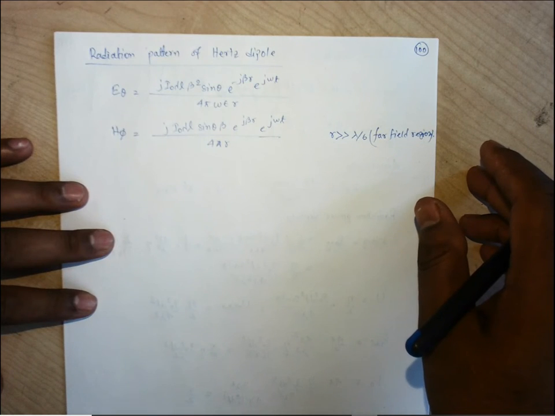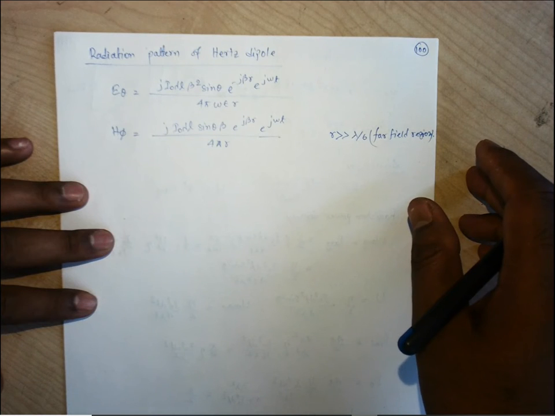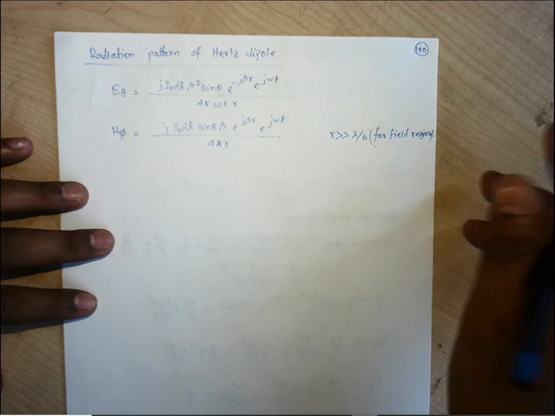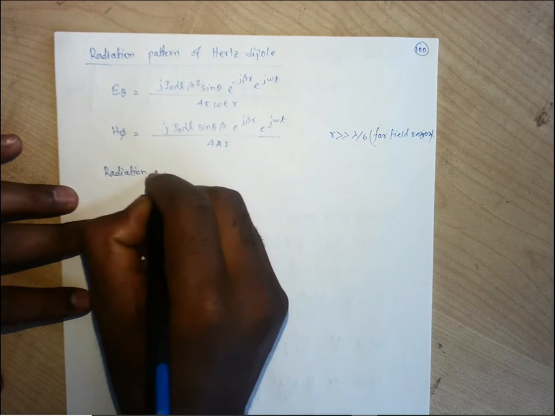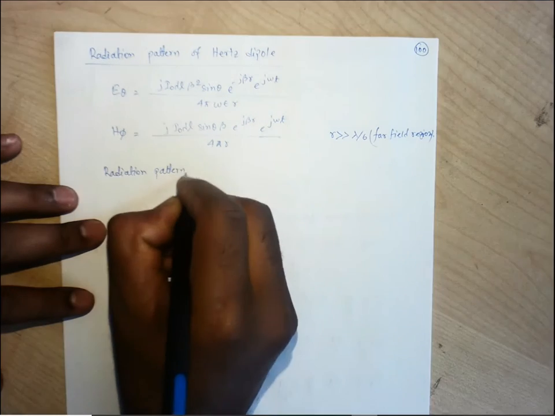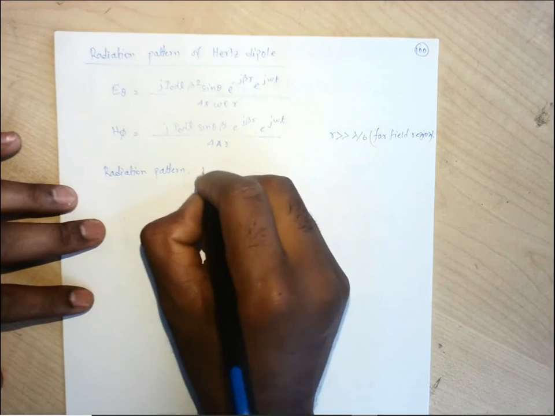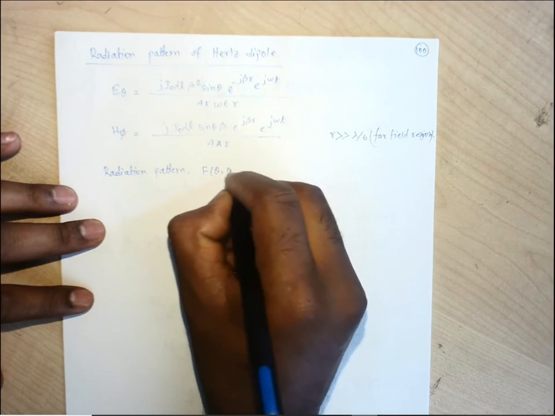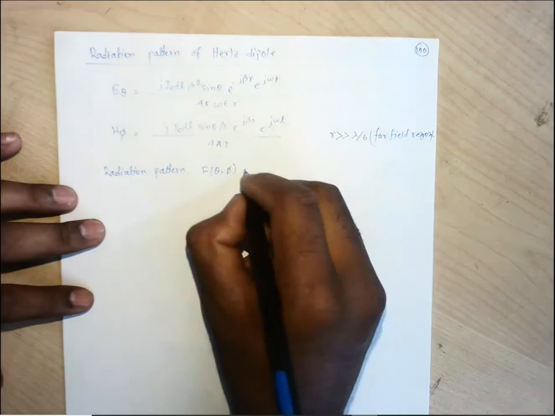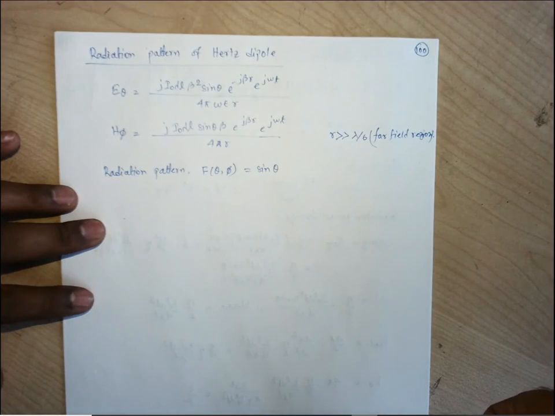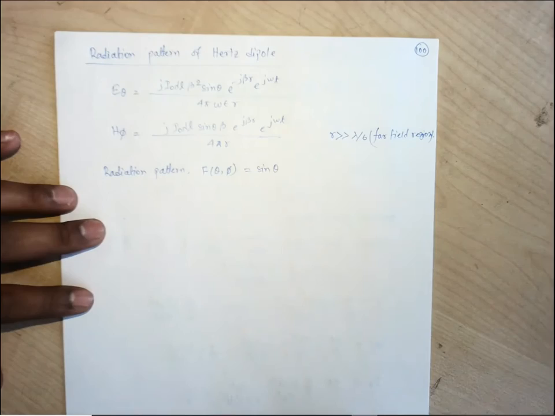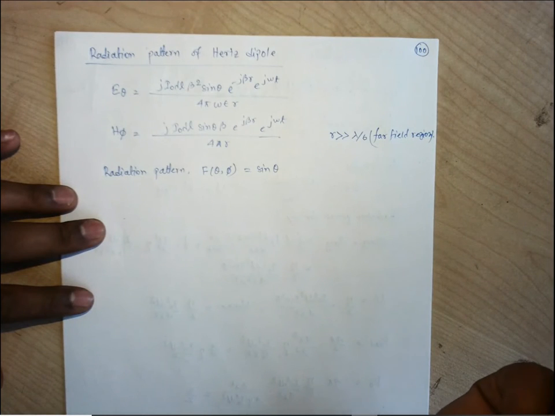Because this electromagnetic wave, a combination of electric field and magnetic field, has the function of sin theta. So we can say the radiation pattern, if we take some function f which is a function of theta and phi both, varies as sin theta. So depending upon theta we can have the radiation.